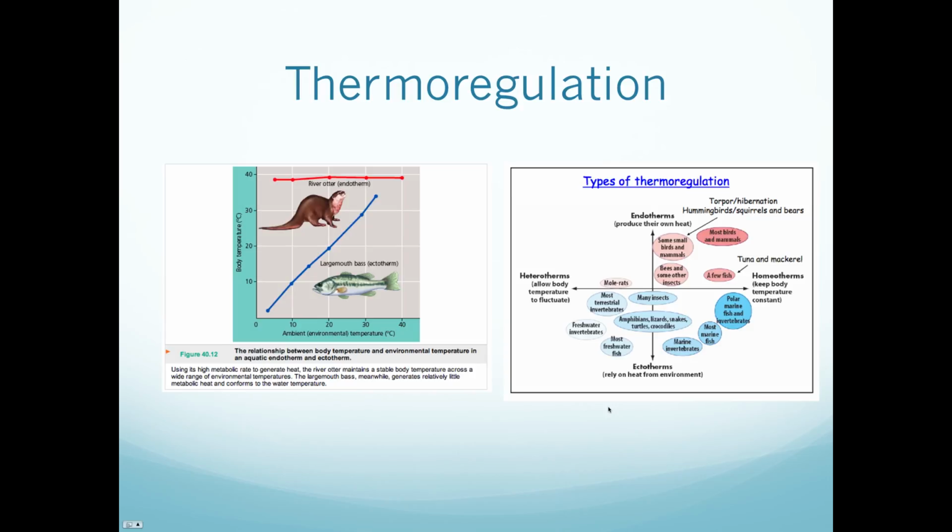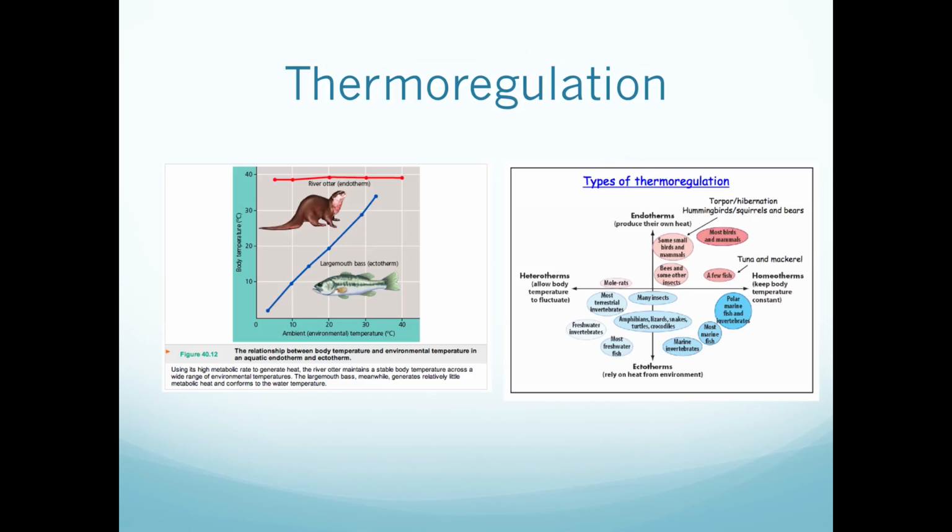All right, so thermoregulation, as we just mentioned, is a way for organisms to maintain their homeostasis. On the left side, you see a nice little picture of body temperature of an endotherm versus an ectotherm as the environment changes. As the environment changes, the river otter is pretty consistent. If you look at the fish, the bass's body temperature is going to change with the environmental temperature. So it's not generating much metabolic heat at all in its body. It's getting its heat from the water temperature, and it's a conformer.